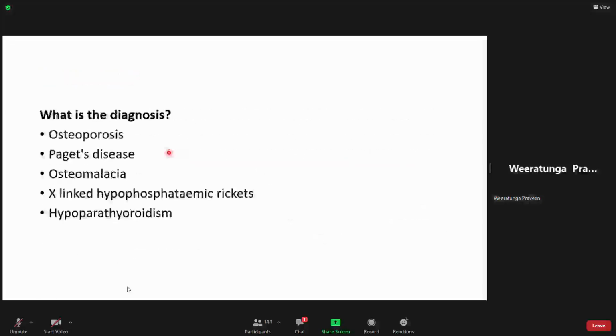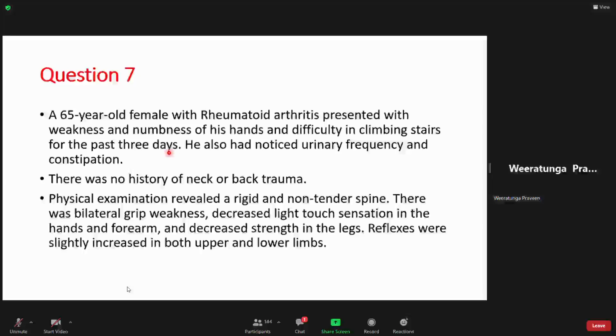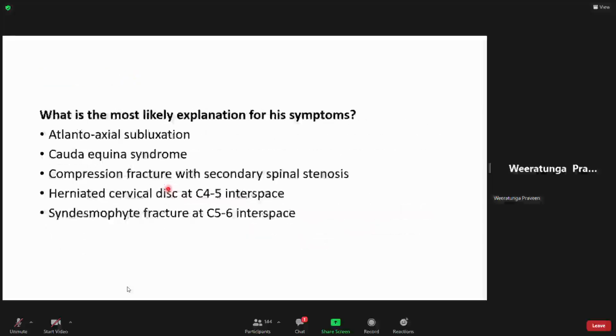Right. හතර පොඩ්ඩක් කරමු. 65-year-old female with rheumatoid arthritis. Rigid non-tender spine, bilateral grip weakness, reflexes increased in upper and lower limbs. මොකද වෙලා තියෙන්නේ මෙතන? So most likely thing is rheumatoid arthritis. There is some sort of cord compression, cervical cord compression. So the answer is atlantoaxial subluxation.